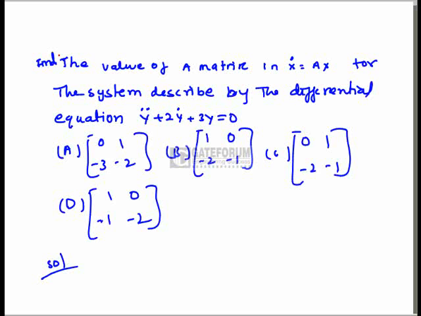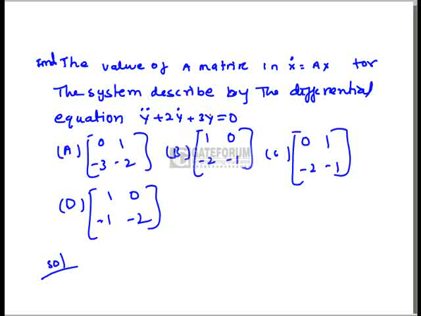The question is: find the value of the A matrix in x dot equal to Ax for the system described by the differential equation y double dash plus 2y dash plus 3y equal to 0. Usually people will get confused here. Y indicates the output, and if you take y as an output, you will end up with the wrong solution. So here y indicates a state of a system.